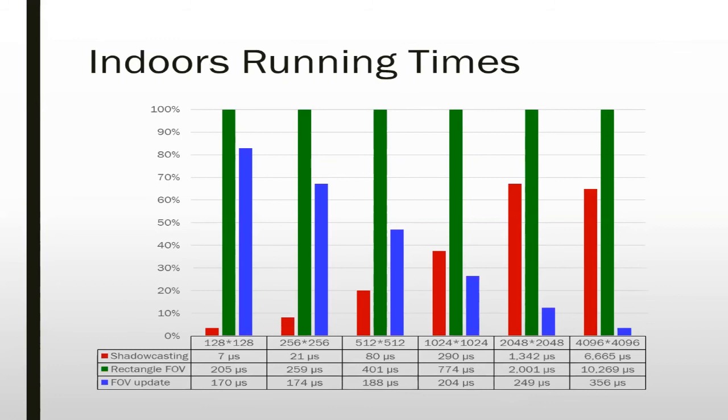We can clearly see that this environment strongly favors shadow casting over rectangle field of vision due to the lower number of visible cells. However, field of vision update's running time is hardly affected by grid size, only doubling between the smallest and the largest. And so it performs very, very well at high grid sizes here.